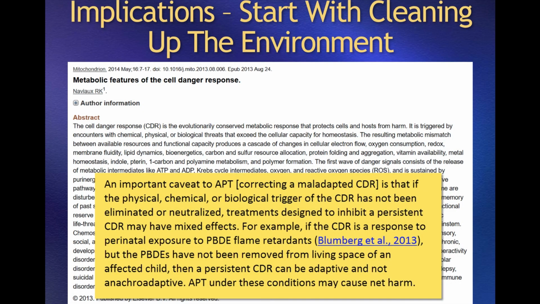And so we start with cleaning up the environment. This is the metabolic cell danger response paper again. And he literally says that if you don't clean up the environment, and you turn on the mitochondria again and get it out of that state of dauer, the toxins are still in the environment. These conditions can cause harm. So he's actually saying that's a harmful thing to do.